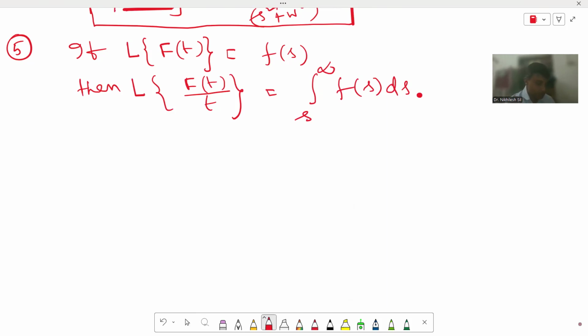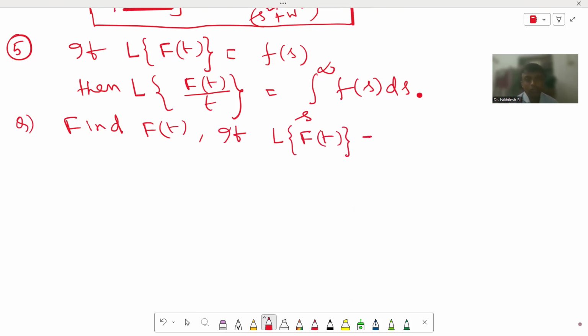Okay? Now come to the questions. Some solutions of some questions. So at first I am doing one example, where F(s) is divided by s. Question: find f(t) if L of f(t) is equal to 1 by s square into (s square plus omega square).